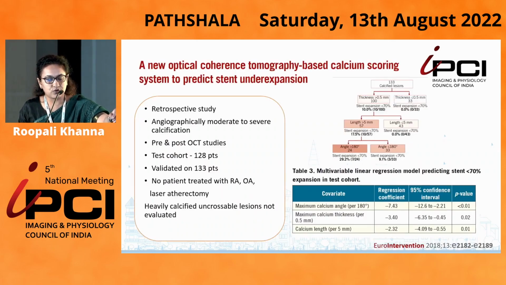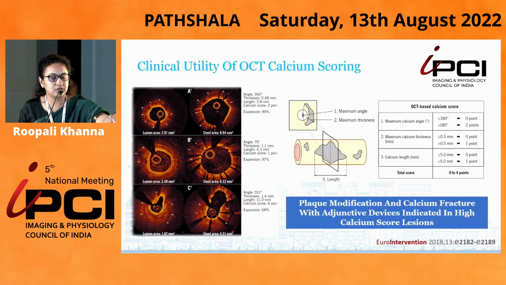So there was a score found in a retrospective study by Dr. Akiko Maehara's group, and they analyzed patients depending on the different morphology. They found a score which included an angle more than 180, thickness of 0.5, and length of more than 5 millimeter. They found that these patients had more chances of developing stent under-expansion. They said if the score is less than 3, the expansion achieved was more than 90%. But if the score was 4, the expansion achieved was just 68%. So with a higher score, there is more stent under-expansion. The score was formed on the basis of OCT.